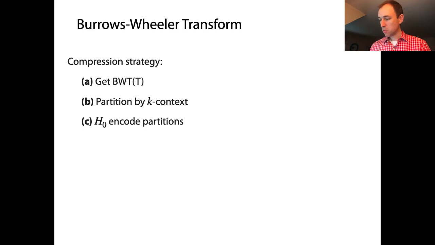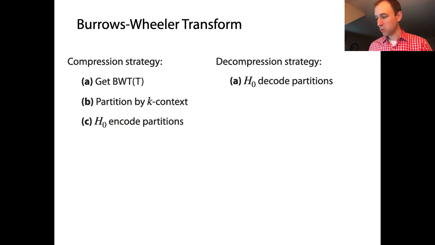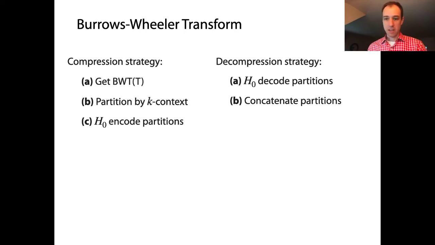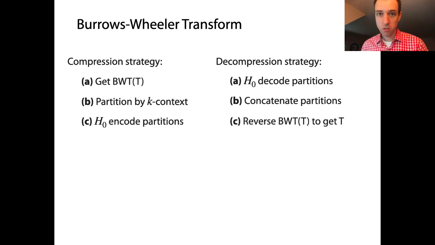So the decompression strategy is going to take these 3 steps and undo them in reverse order. The first thing we have to undo is the H0 encoding, so we'll do the decoding. We will have stored the codes so that we can do the decoding. We do that for each of the partitions, and then of course we must concatenate the partitions to get back the full Burrows-Wheeler transformed string. But that's still not the original string, it's the Burrows-Wheeler transform string. So the last thing we have to do is reverse the Burrows-Wheeler transform. Now we've got the original string back.